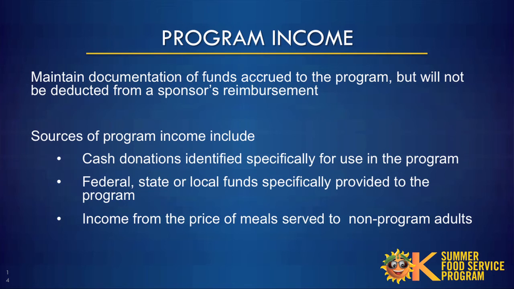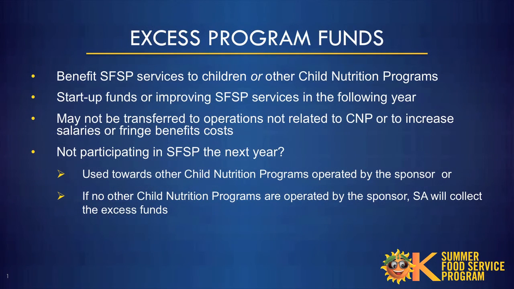Sources of funds that are considered program income include cash donations specifically identified for use in the program, any federal, state, or local funds specifically provided to the program, income from price of meals served to non-program adults, any reimbursements or funds that exceed a sponsor's expenditures. Program income must be used in a way that benefits SFSP services to children or other child nutrition programs operated by the sponsor. Sponsors with funds remaining at the end of the program year should use them as startup funds or for improving the SFSP services in the following year.